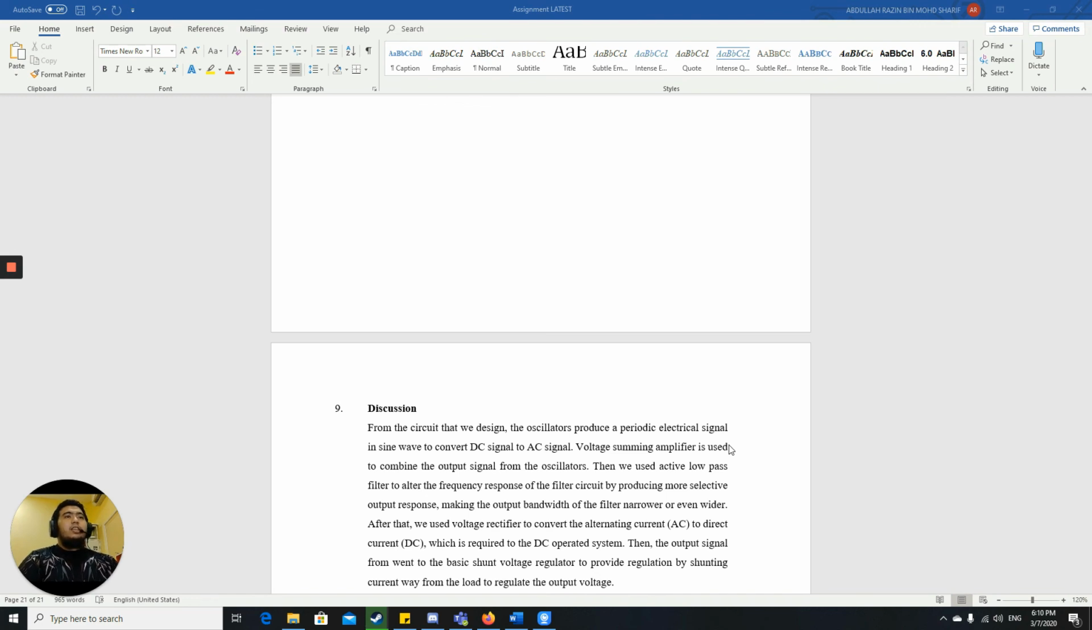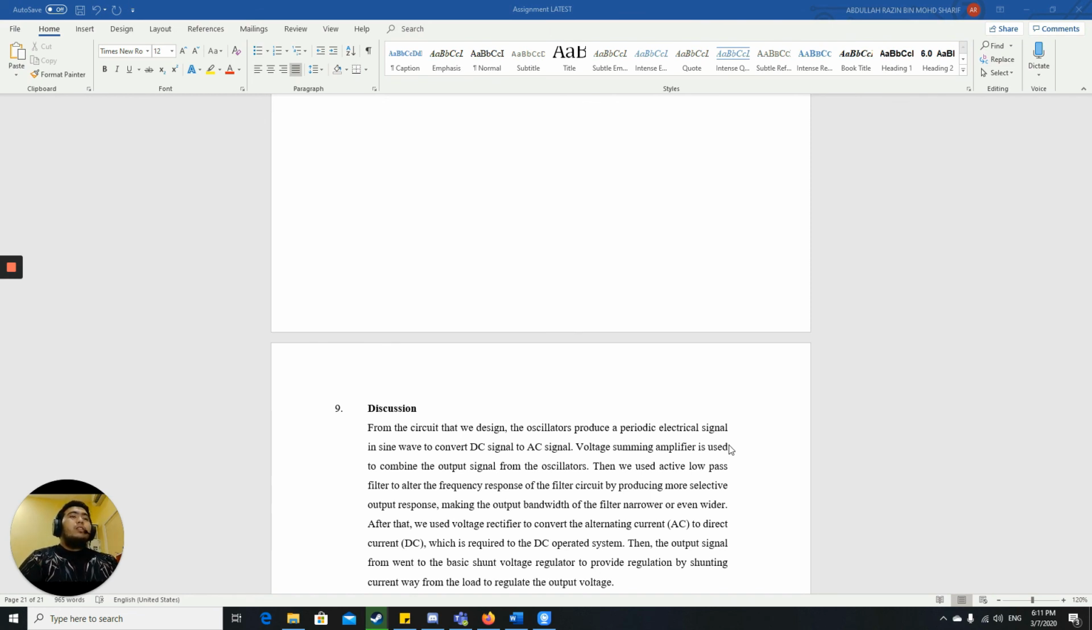From the circuit that we designed, the oscillators produce a periodic electrical signal in sine wave to convert DC signal to AC signal. Then the voltage summing amplifier is used to combine the output signals from the oscillators. The oscillators that we use are Wien bridge oscillators. Then we use an active low pass filter to alter the frequency response of the filter circuit by producing a more selective output response, making the output bandwidth of the filter narrower or even wider.